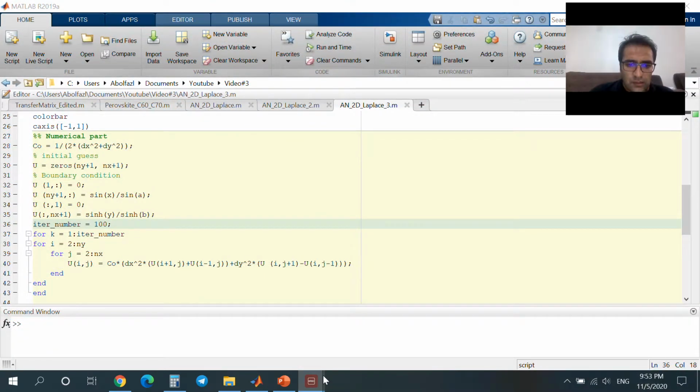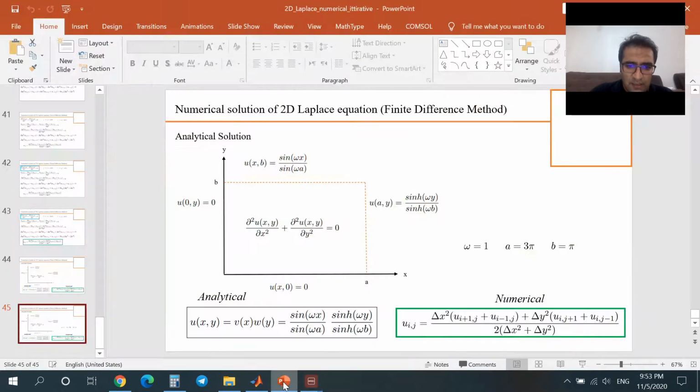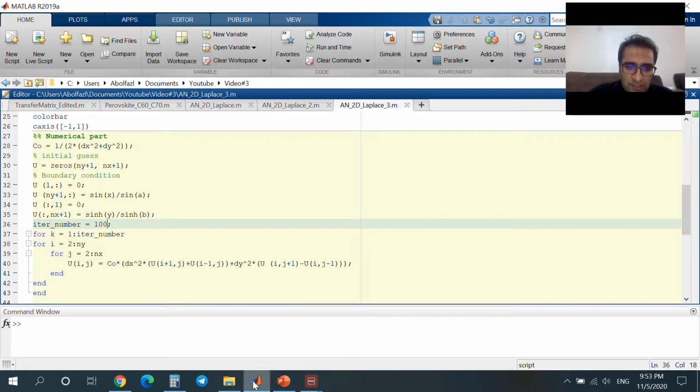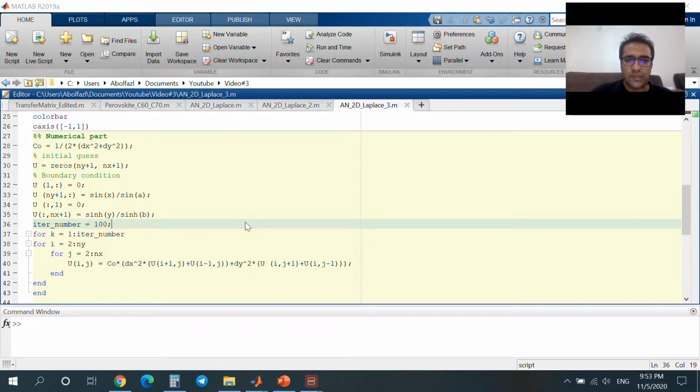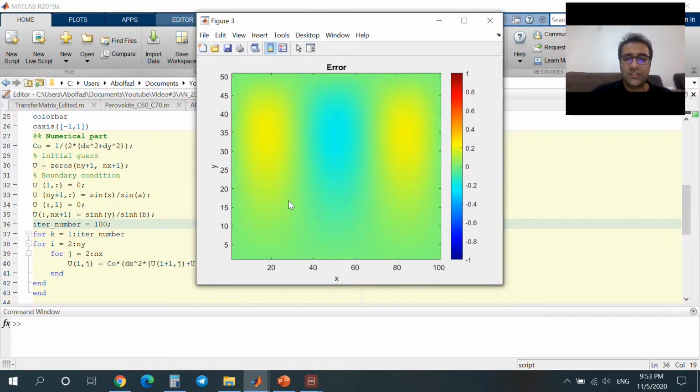Just a moment. I think I found it. Here it should be plus, because in the equation we have u i j plus 1 plus u i j minus 1. This is plus, and what we wrote is minus. It should be, you see, it should be plus. And it is plus. Okay, let's run it again. F5 for 100 iterations. You see, the error decreases.